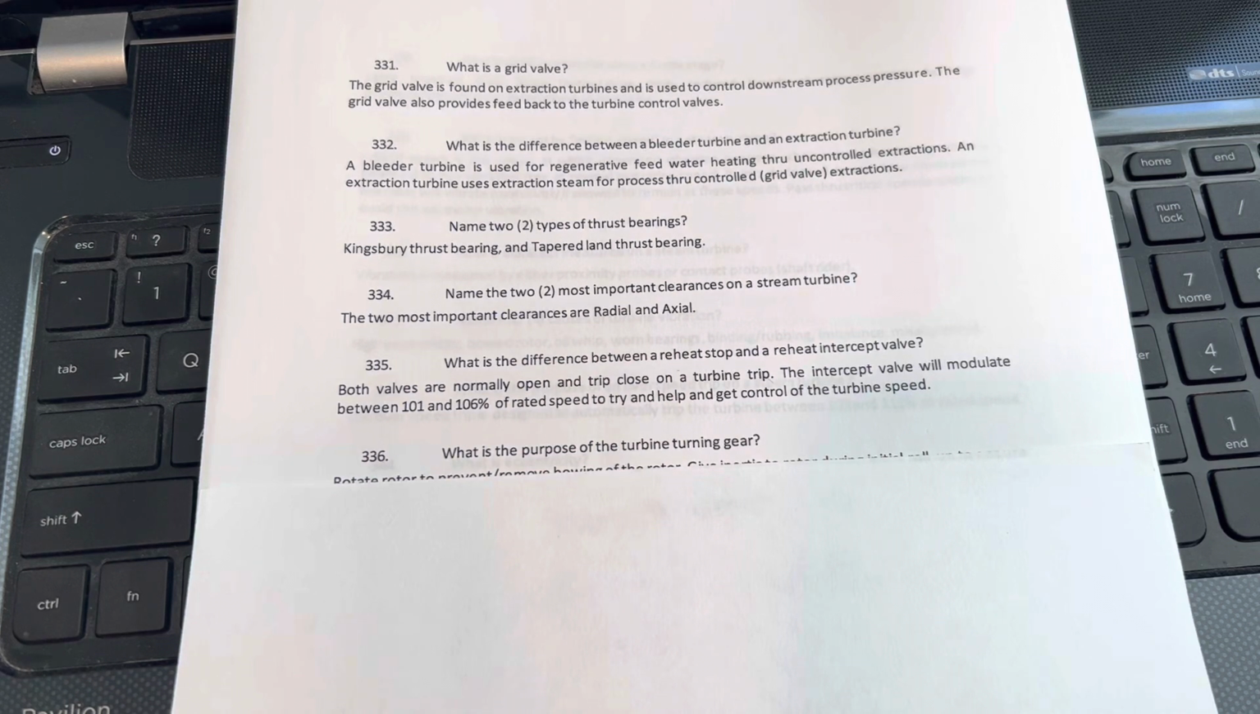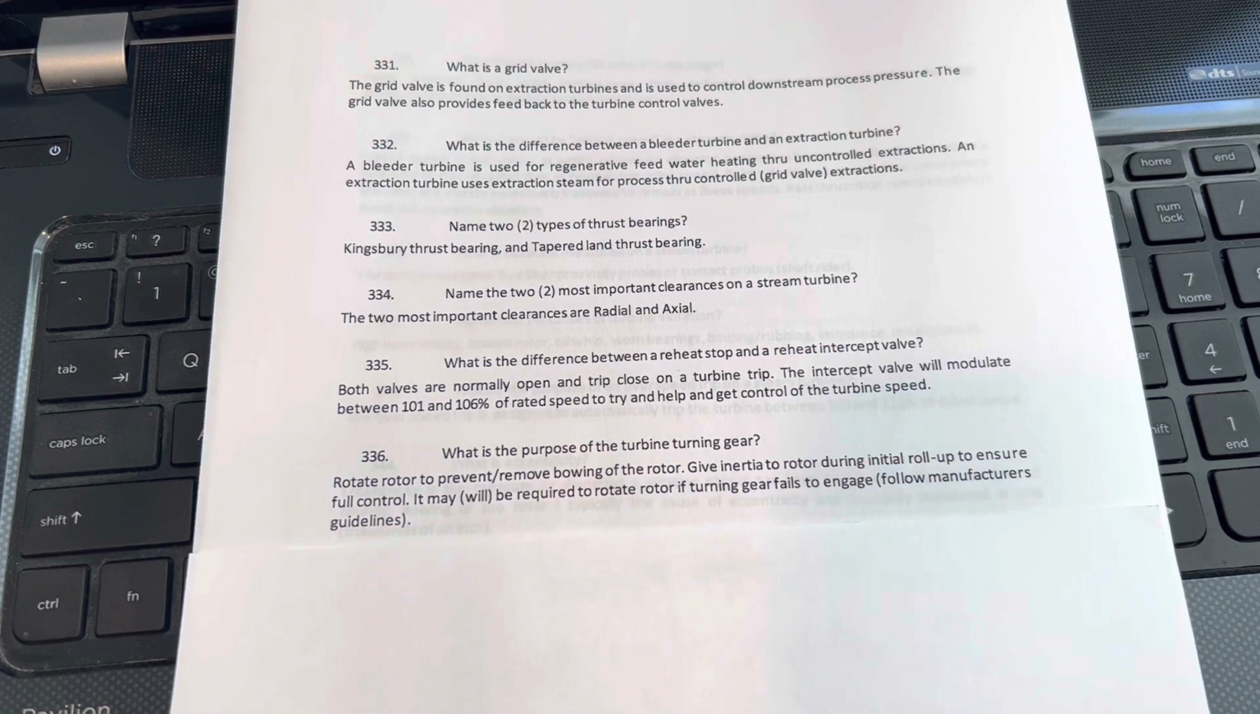What is the purpose of turbine turning gear? The purpose is to rotate the rotor to prevent or remove bowing on the rotor, and give inertia to the rotor during initial roll up to ensure full control. It may be required to rotate the rotor manually if the turning gear fails to engage. Follow manufacturer guideline.